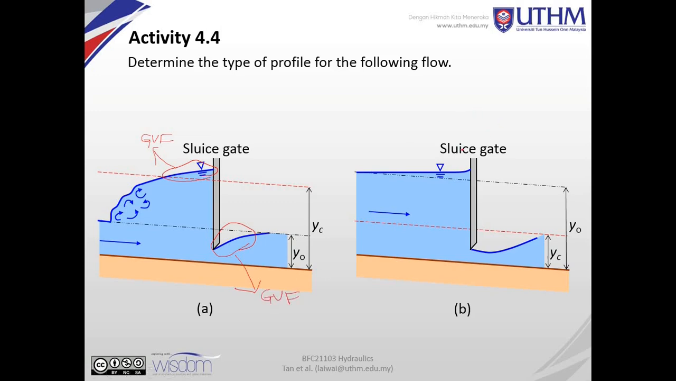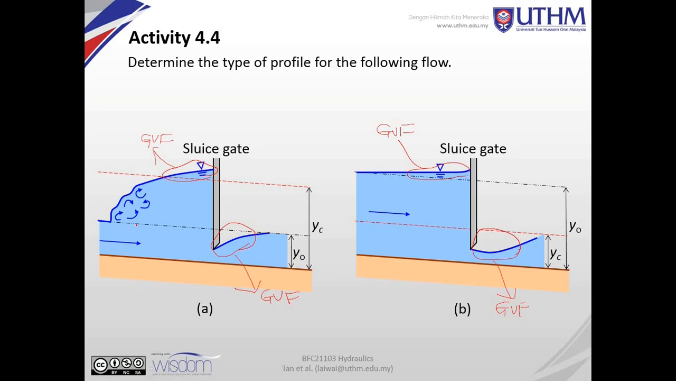Meanwhile, for figure B, before the sluice gate, we can see the increment of the depth here, forming the curvature of the water profile. So this is one of the GVF, and as well as one leaving the opening of the sluice gate. We can see the curvature here. So also this is the formation of GVF.